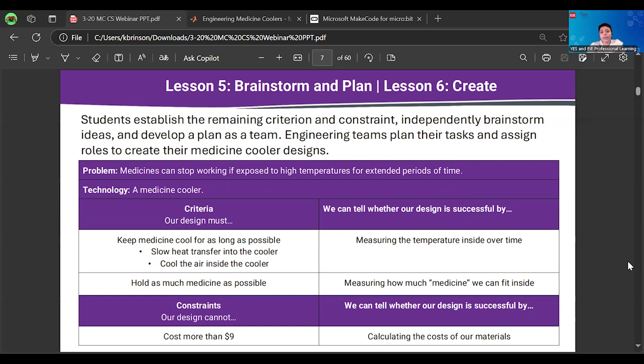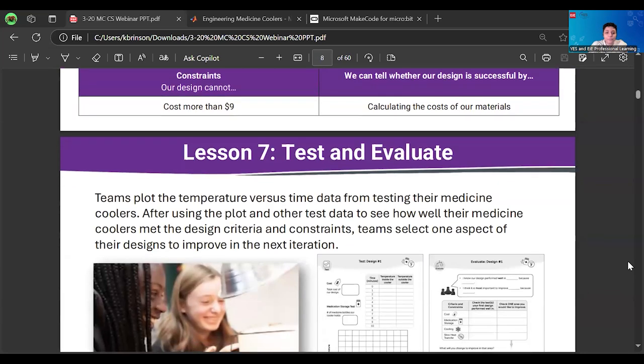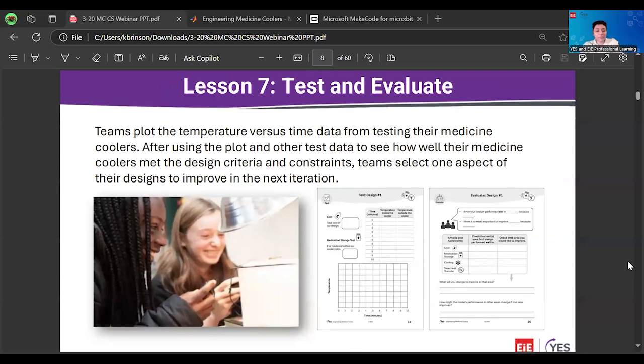The idea is that if everybody comes with a brainstorm, the planning phase is a little bit easier, where no students' ideas go unheard because everyone has one. And that, of course, is followed by creating one formal plan that they can start with, and then they will create their medicine cooler. The test and evaluate phase actually takes a little bit of time for this unit because once they've created their medicine cooler, they actually have to test it under that heat lamp, as you can see on the right, some students are doing.